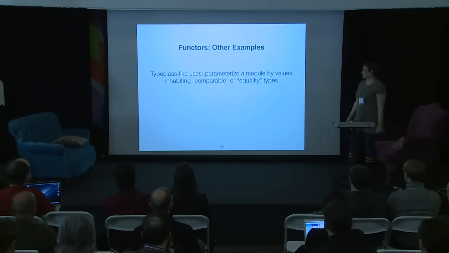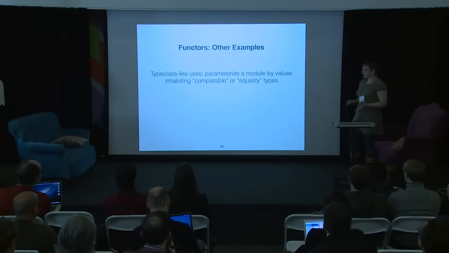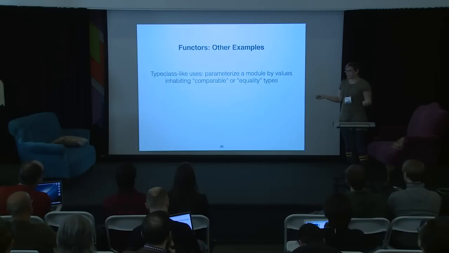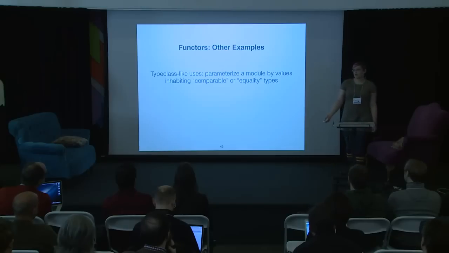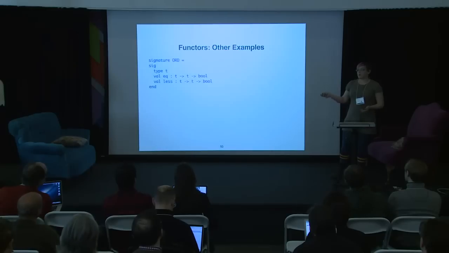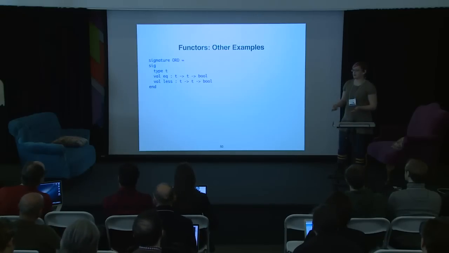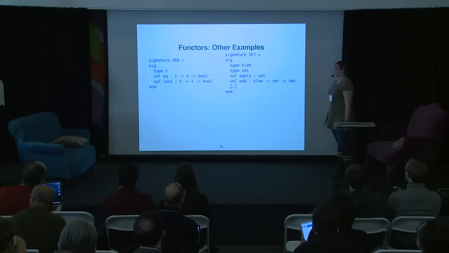Right, so I'm going to quickly go through a couple of other examples because I'm sure lots of you, especially the Haskellers in the room, are probably thinking that some of these ideas look kind of familiar. So one common use case for functors is to get something like type classes, where we can parameterize a module by some values that implement common operations like comparison and equality. One of the most common examples is if you have some type T which has equality and less than that you can implement on it, and you call that Ord, and then you can parameterize a set data structure by that Ord type for its elements.